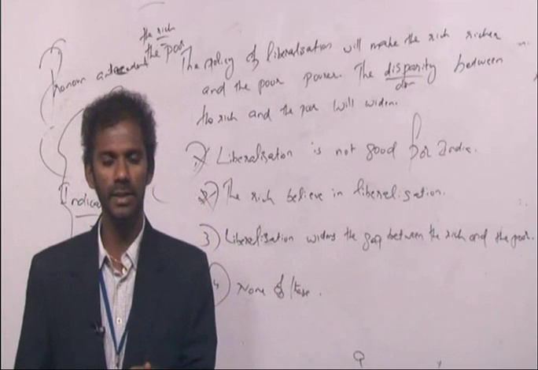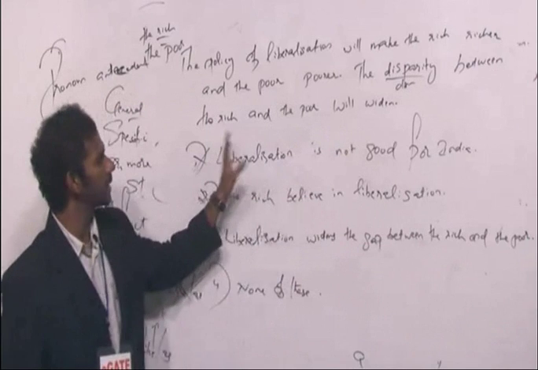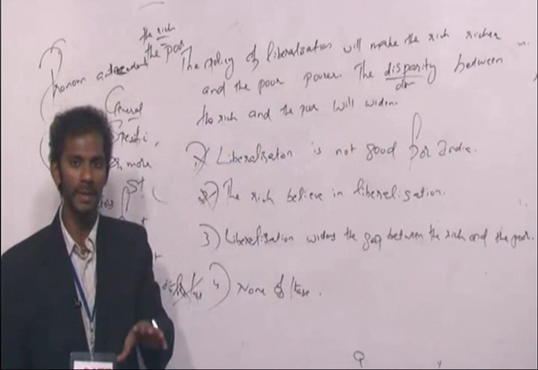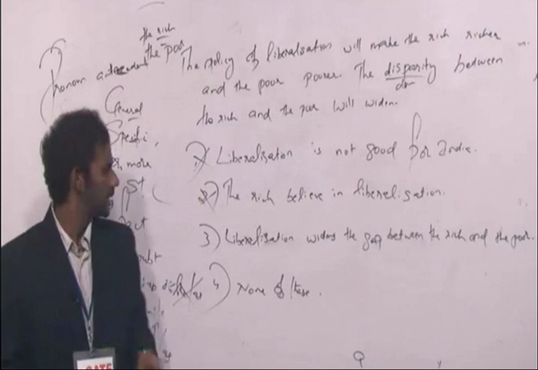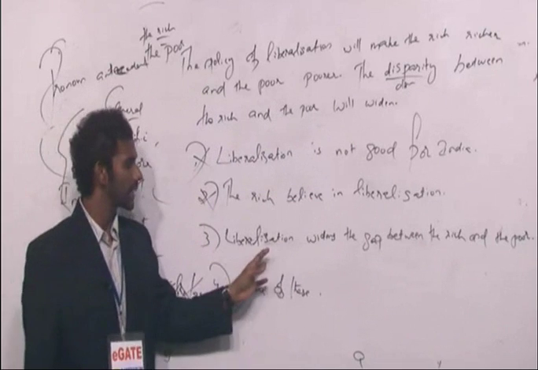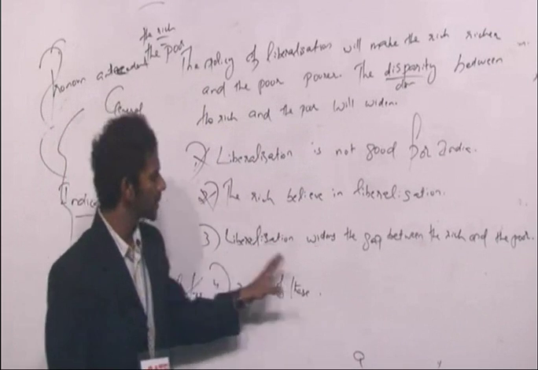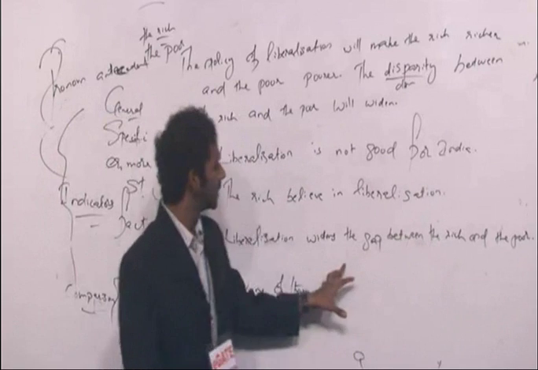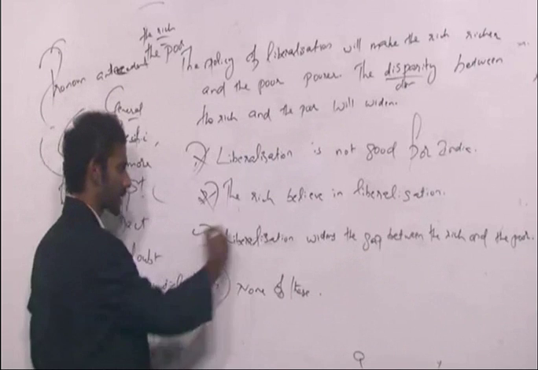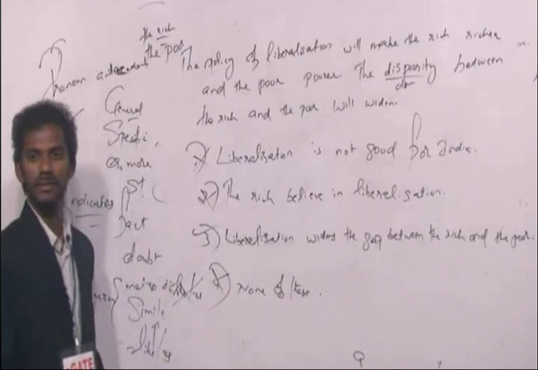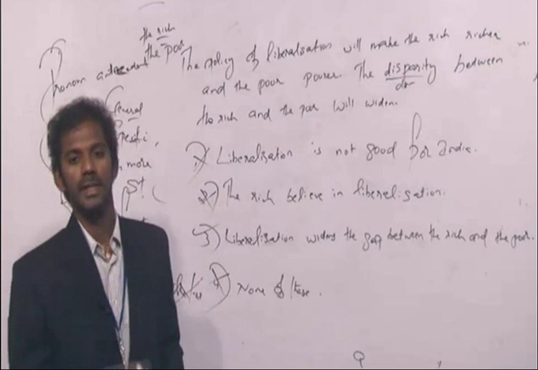Would is a past tense of will. Might is a past tense of may. That is the only thing. It says the disparity between the rich and the poor will widen. That means if the policy of liberalization is implemented, the disparity or the gap between the two will widen. Between the rich and the poor will widen. Fact. Come to 3 now. Liberalization widens. Fact or doubt? That is also a fact. Liberalization widens the gap between the rich and the poor. This can be inferred from the statement. That means this is given there in the statement. So 3 is absolutely fine. So 4 is also gone. Answer must be 3. Got it? Fine. So we'll take a 5-minute break.